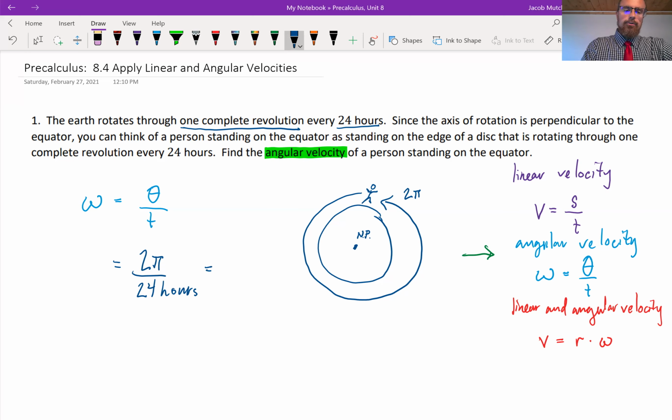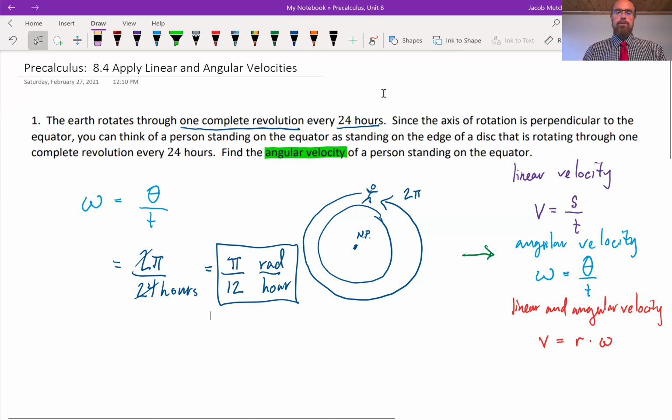So I'm going to divide 2 pi and 24. And I can divide 2 out of both 2 and 24. What that's going to give me is pi over 12. And since this is in radians, I'll put radians per hour. And that really works well for us for this question. So it looks like we did a good job selecting that middle formula for this first example. Let's take a look at our second example.